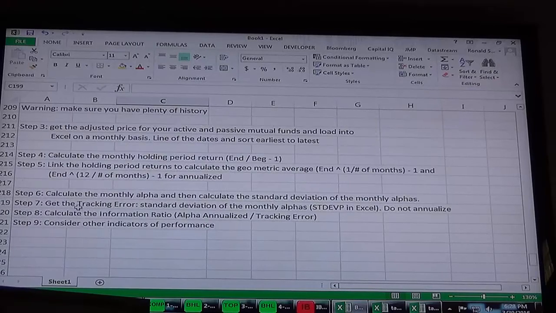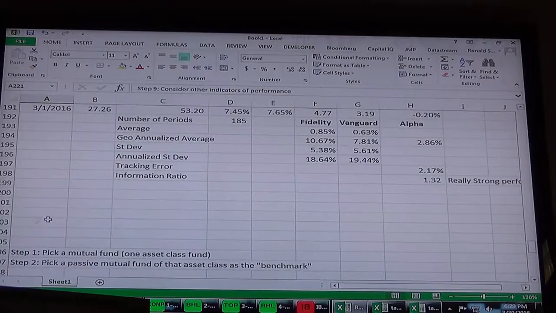Alright, so our ninth step was, we just did everything we did. The ninth step is, there's more things you can look at besides information ratio. And actually, in real life, information ratios are not good predictors of future performance. Everybody thinks they are, but they're really not. So what else could you look at? And some of these other indicators we'll talk about actually are pretty good.